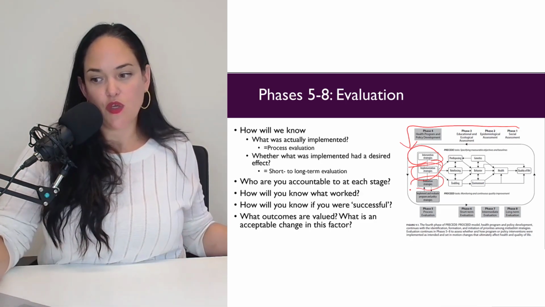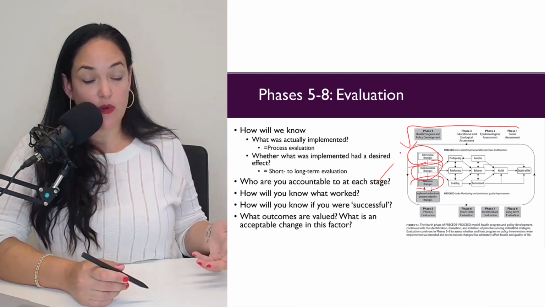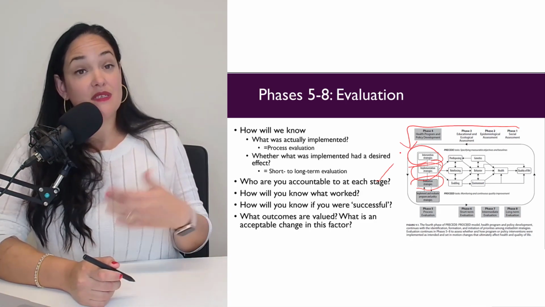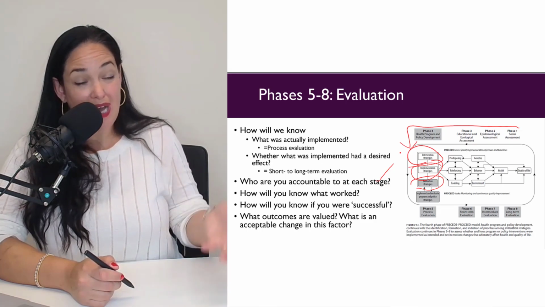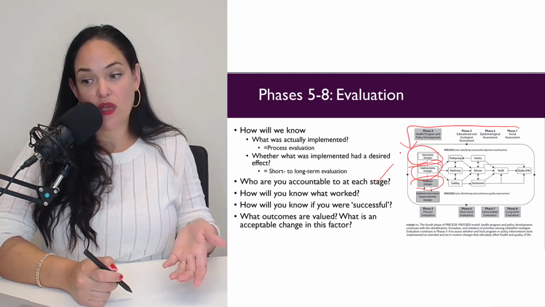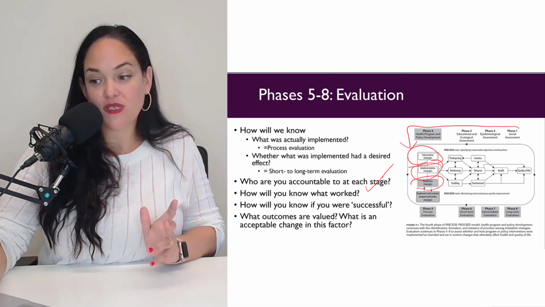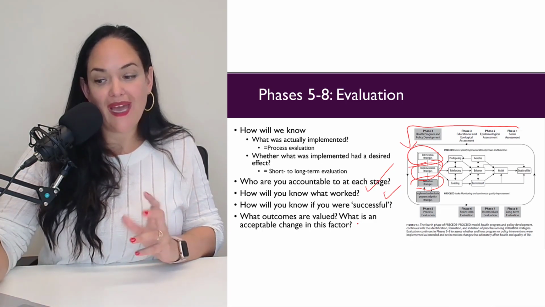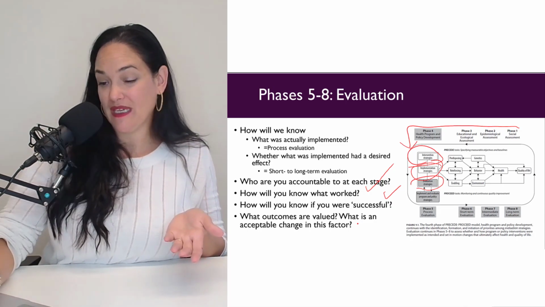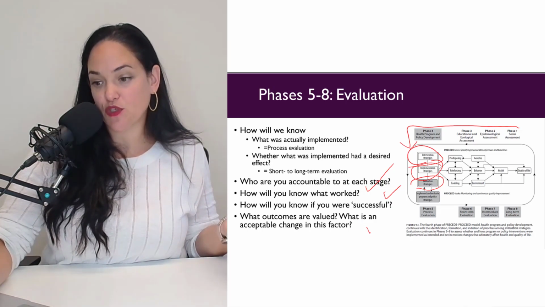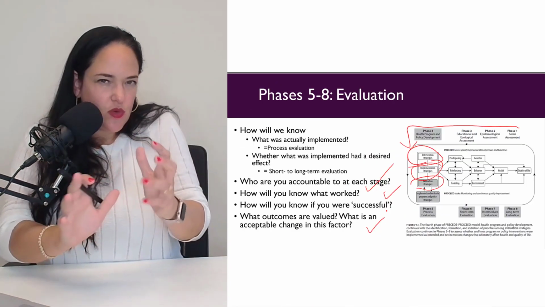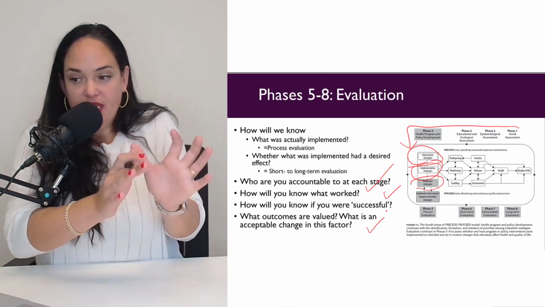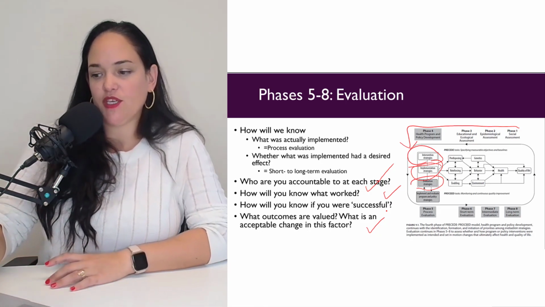evaluate it, right? You are accountable to the people that are doing your program. You're accountable to the people that funded the program. You're accountable to the organizations whose time and resources you're asking for. You want to know if it was successful, what worked, and what we value as an outcome. What is an acceptable change in that particular thing we value? And there's really two main parts to this style of evaluation.